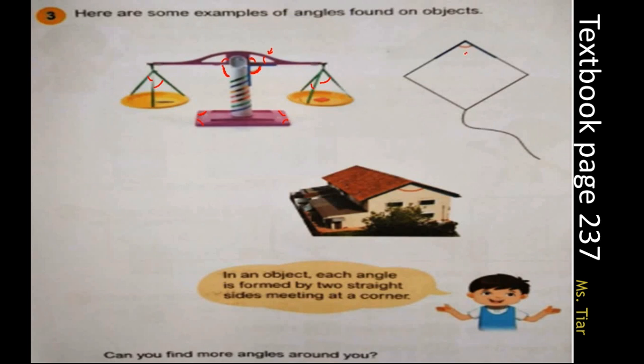Next, we go to the kite. Over here, we have the angles here, the first one, and then we have the second, the third, and the fourth. Now we go to this house. Is there any angles? Yes, this one, right? The first one. Which one else? This one. Do you see the angles here? And then this one. This is the angles also. This one, this one, this one, this one. Oh, there are so many angles here, right?